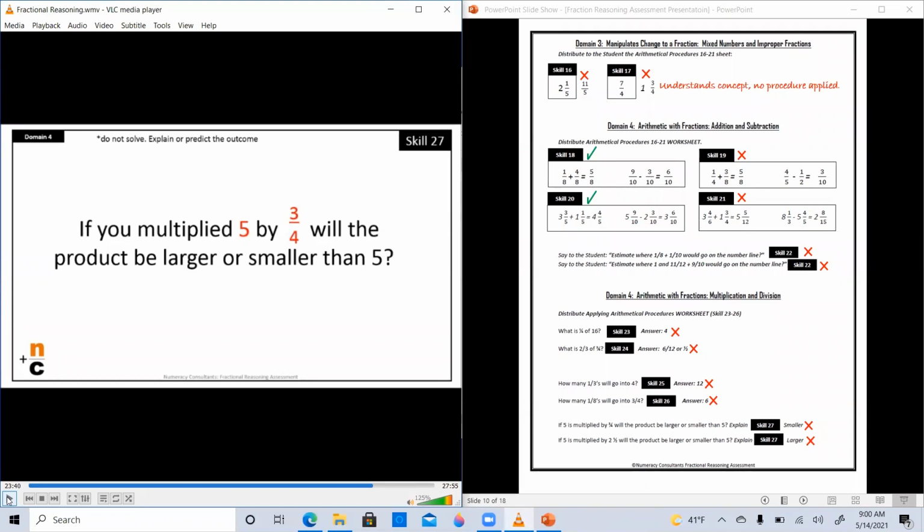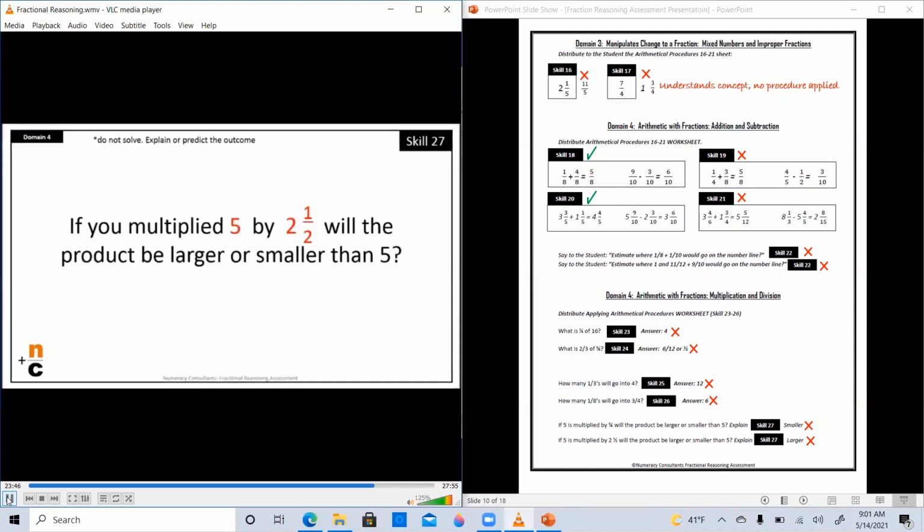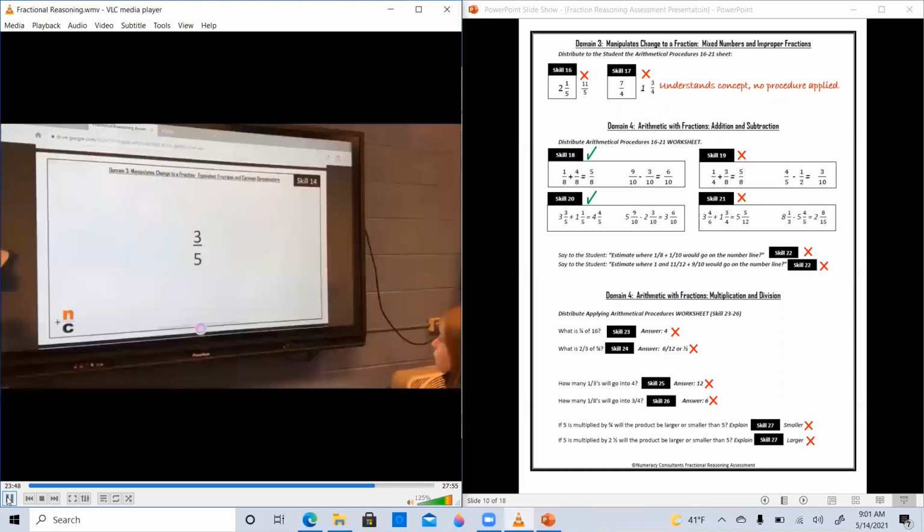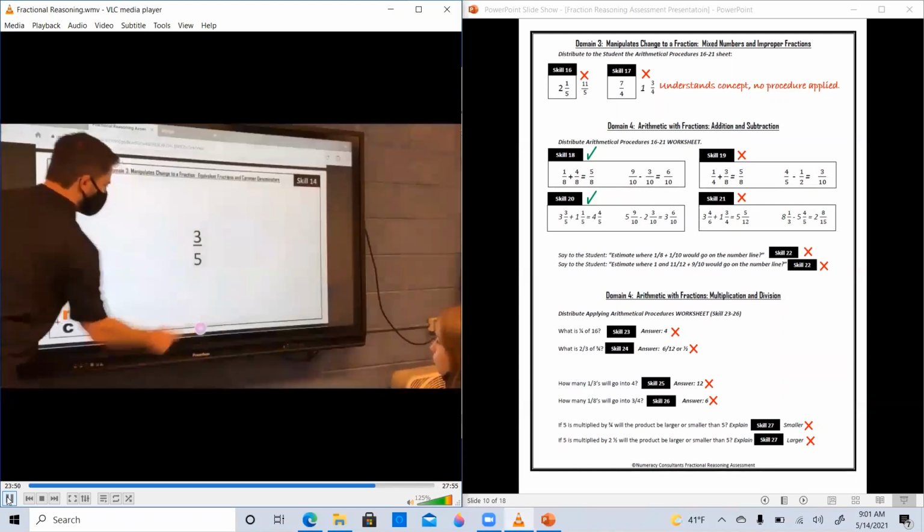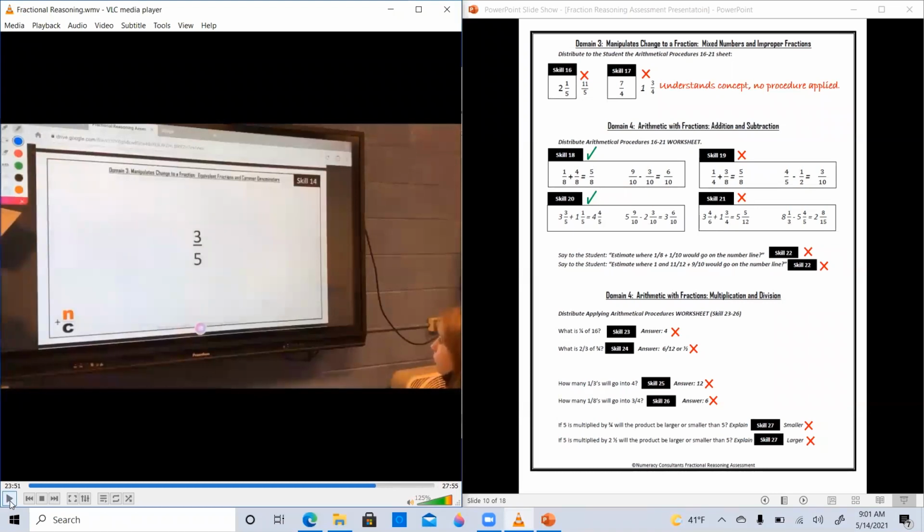Okay. And skill 27 is the last one. So now we're going to go back to the parts that he struggled with, watch another student go through those, and then we'll work our way up to the end of the assessment. So we're just back at skill 14, and we're going to watch her go all the way through up till 27.